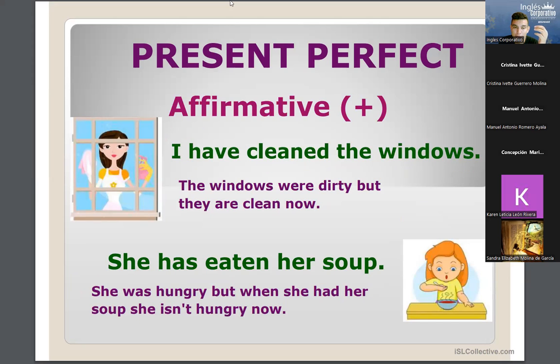The present perfect affirmative. For example, I have cleaned the window. The windows were dirty, but they are clean now. She has eaten her soup. She was hungry, but when she had her soup, she isn't hungry now. Remember, the present perfect is an action that began in the past.